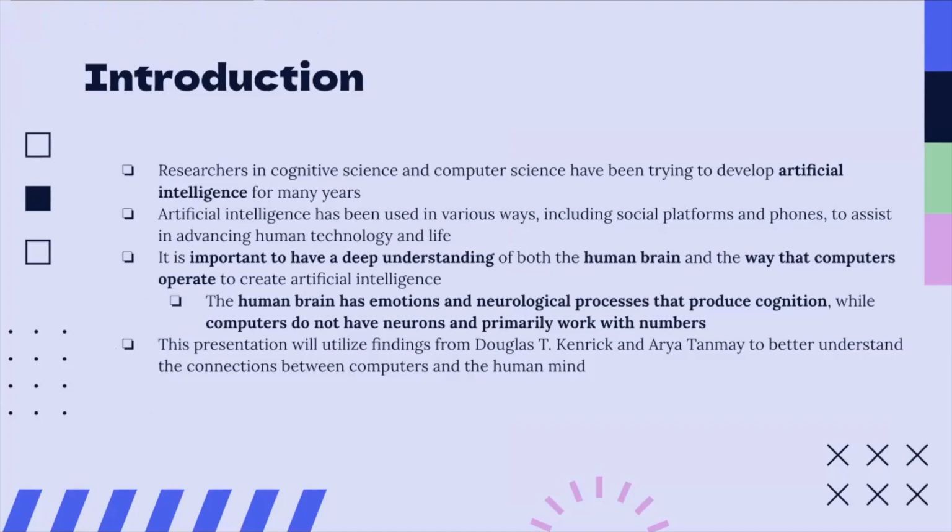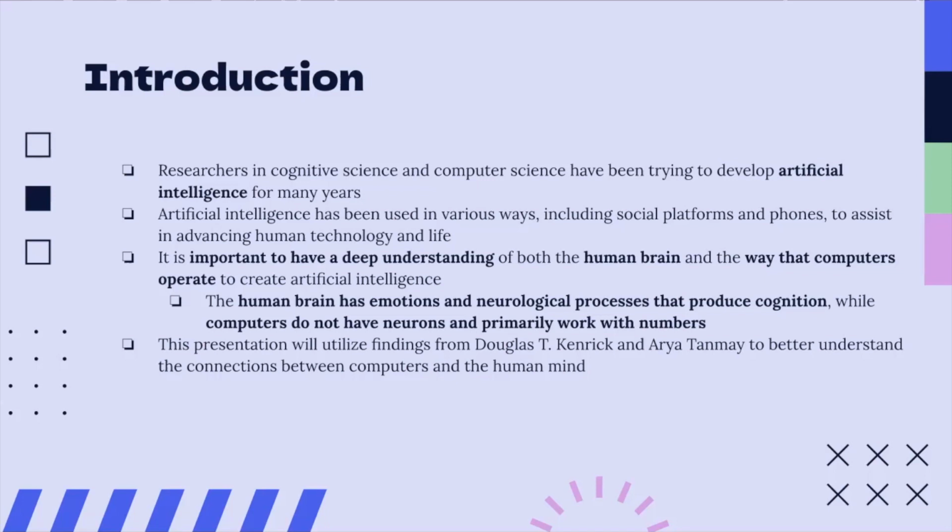Researchers in cognitive science and computer science for years have been trying to develop artificial intelligence. Artificial intelligence has been used in various ways, including social platforms, phones, pretty much in large connected aspects of our lives, just because they're used to assist human advancement and overall life. It is important to have a deep understanding of both the human brain and the way that computers operate when we look at artificial intelligence.